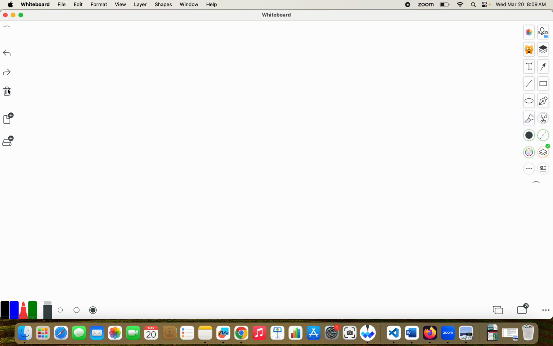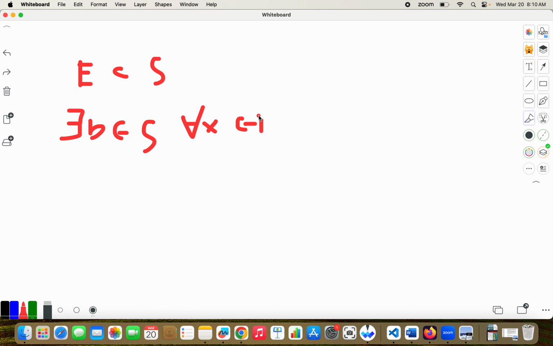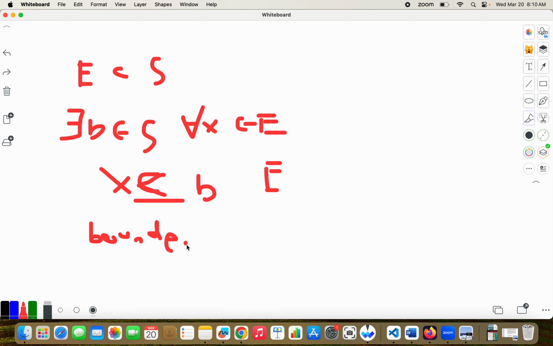So let S be an ordered set and let E be a subset of S. If there exists a B in S such that for all x in E, x is less than or equal to B, then we say E is bounded above, and B is an upper bound for E.